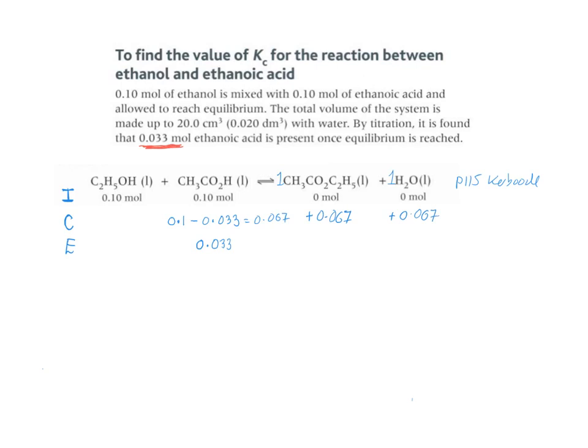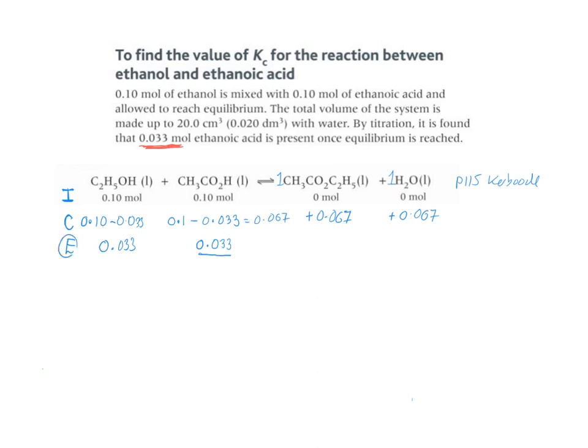It also follows that the change in the amount of alcohol that has gone down, so we started with 0.1, and if we formed 0.033 moles of the carboxylic acid, we also must have formed 0.033 moles of the alcohol. And therefore our change is minus 0.033, which is equal to 0.067.